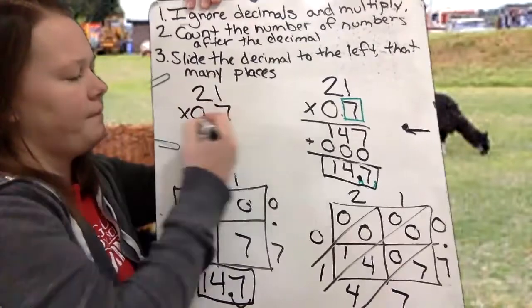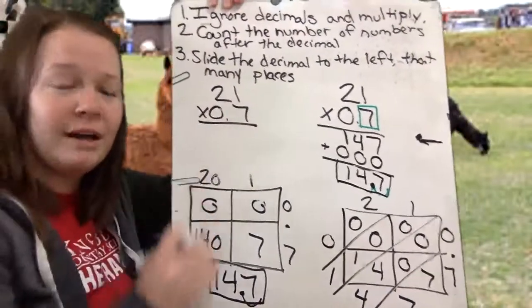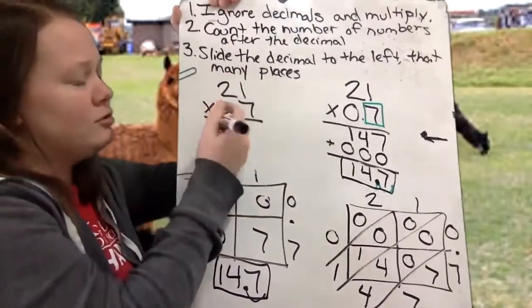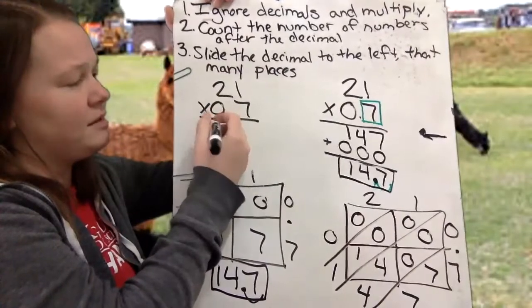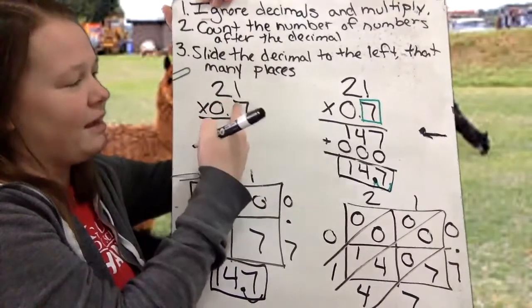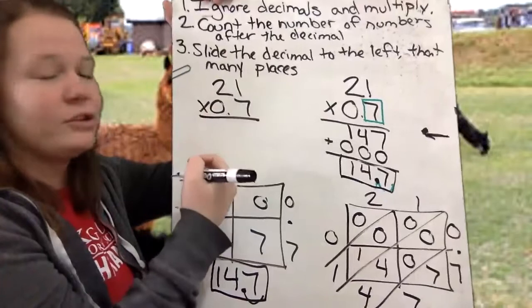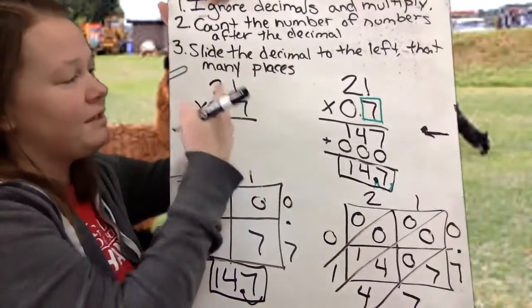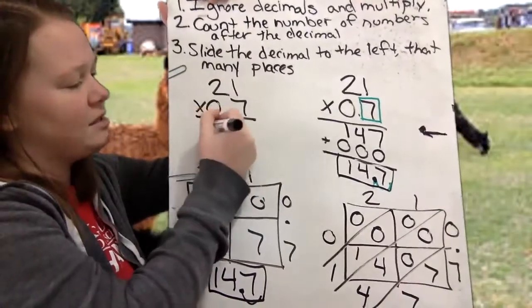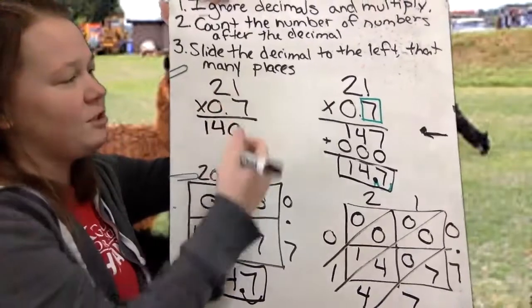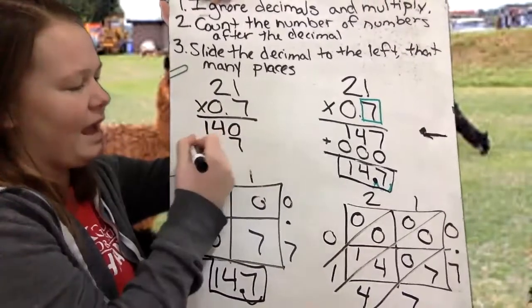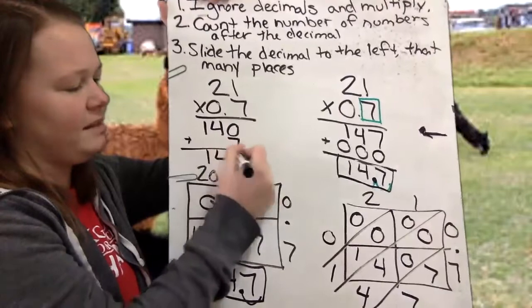Now, the same thing works with partial products. So the way that I usually multiply, and I know a few of you do too, 2 times 0 is still 0, so I don't have to worry about that. 0 times 1 is also 0, don't have to worry about that. 7 times 20 is 140, and 7 times 1 is 7. Add those together, and I get 147.